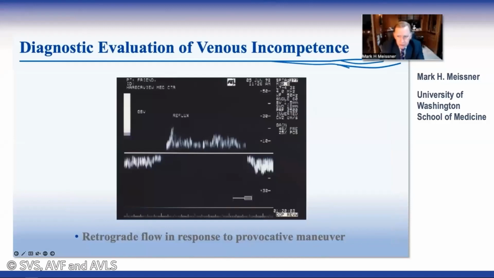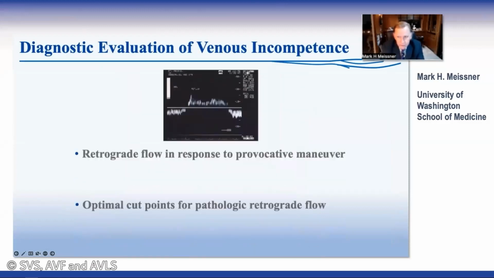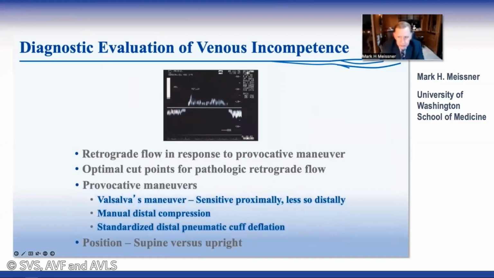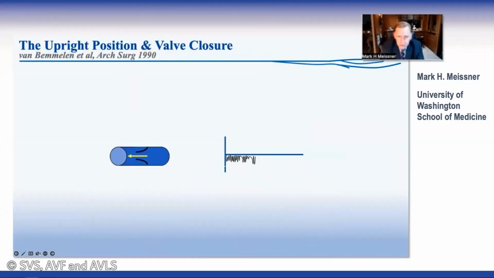Duplex ultrasound is clearly the diagnostic gold standard for the detection of valvular incompetence, where reflux is defined as retrograde flow in response to a provocative maneuver. However, from a diagnostic standpoint, the criteria depend on a number of factors, including the defined cut point for the definition of pathological reflux, the provocative maneuver utilized, and patient position, supine, reverse Trendelenburg, or standing. To understand what went wrong, we must have some understanding of the mechanism of valve closure.